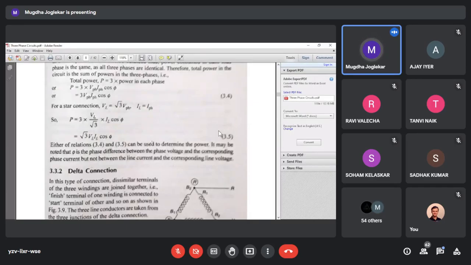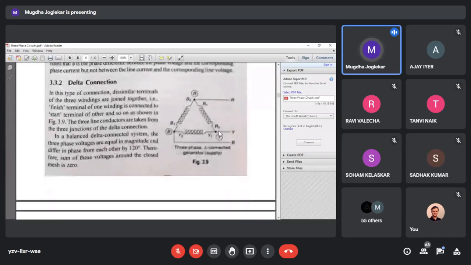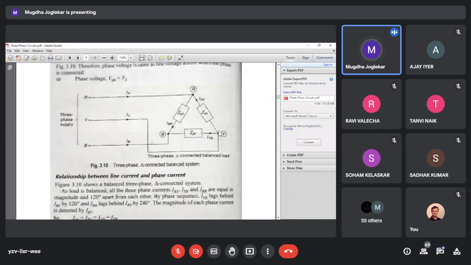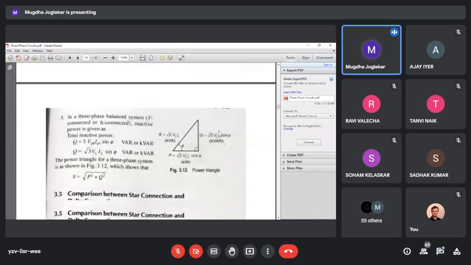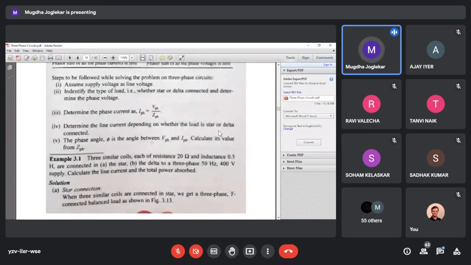Now, after this star connection, directly you proceed for the final problems, the examples at the end of this chapter. So first you just note down the question, that is example number 3.1. Everybody note down the question number.